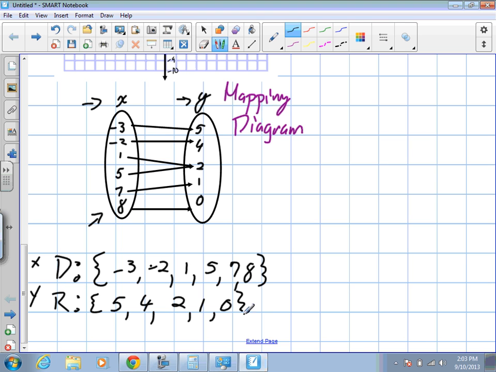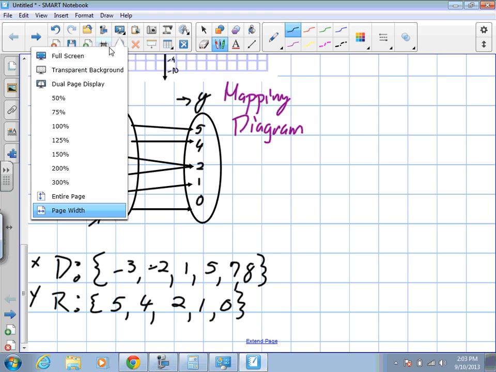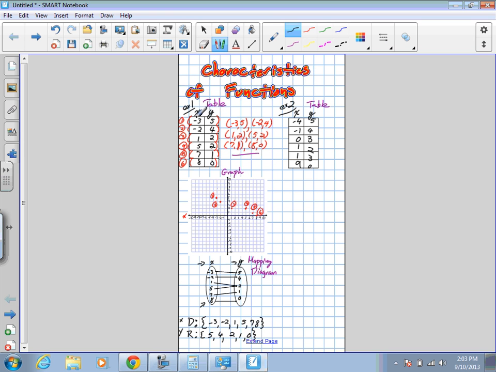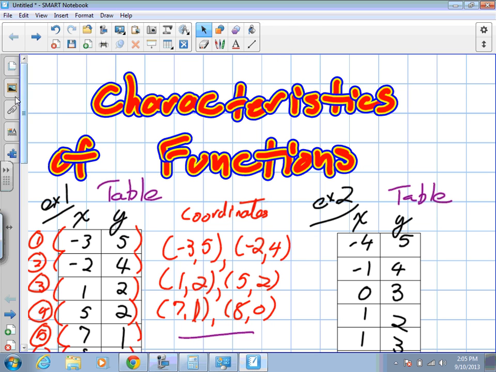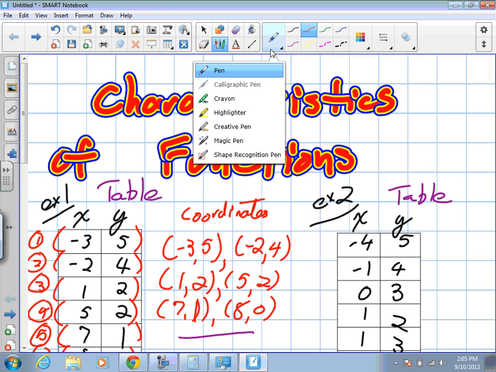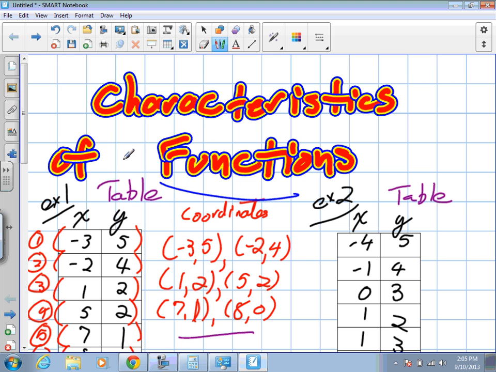So I've now shown you a table. That's one of them. Coordinates is 2. A graph is 3. Mapping diagram is 4. And domain and range is 5. That's 5 different ways to represent relationships between numbers, or in this case, functions. So what we have here is technically a function. Our first example is a function, and I'll tell you why it is a function.